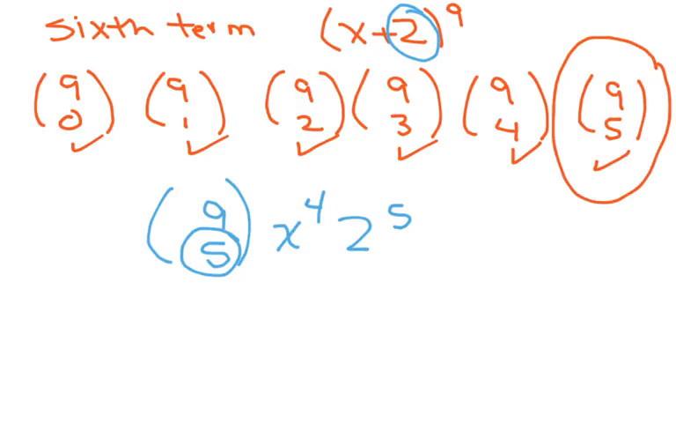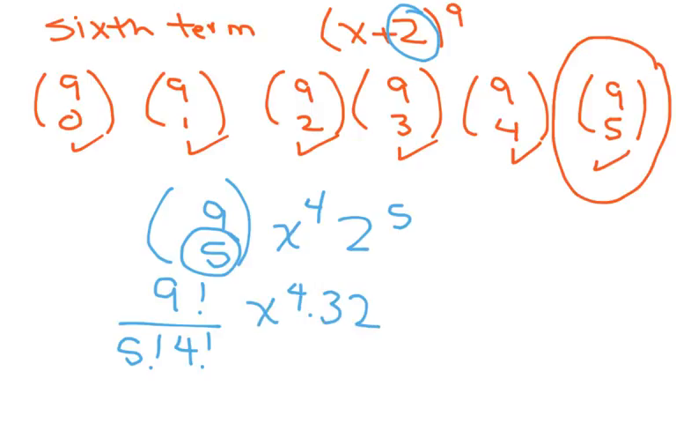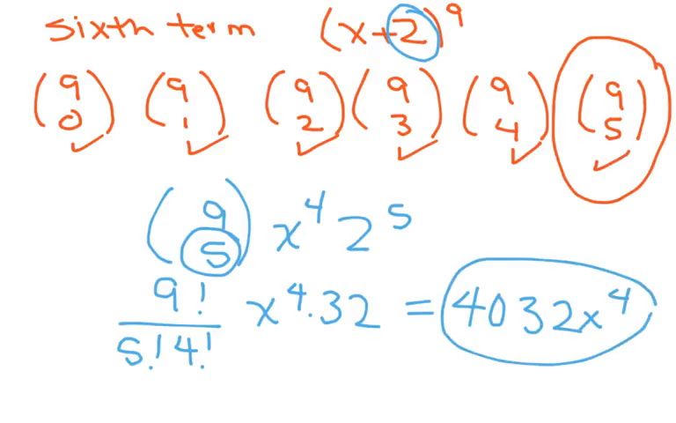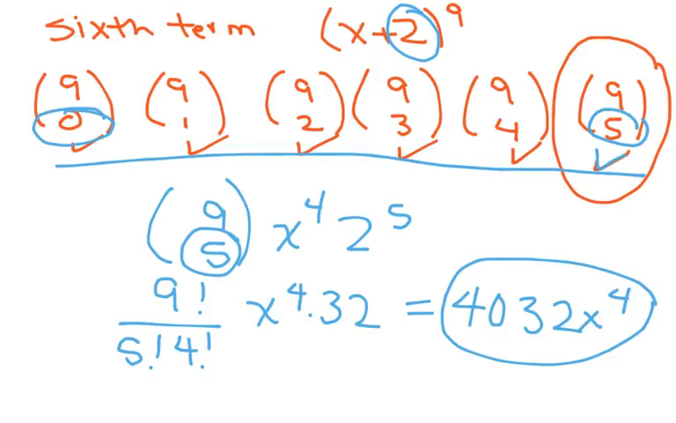So then you have to take care of this, and you're going to get 9 factorial over 5 factorial times 4 factorial, times x to the 4th times 32. Go ahead and use your calculator if you want, but you're going to get 4,032x to the 4th. Okay? So that's how I kind of do it so I don't mess up. For the 6th term, the bottom is going to be 1 less because we're starting with 0.